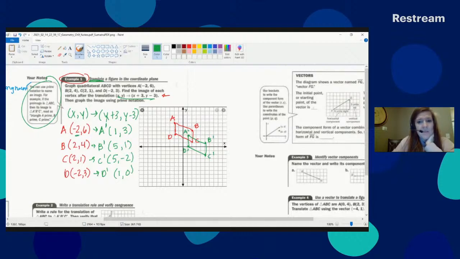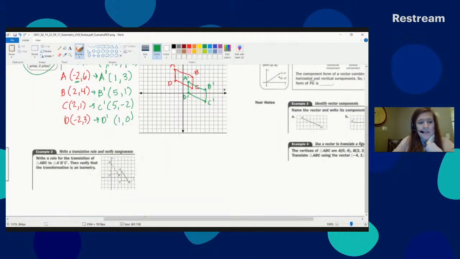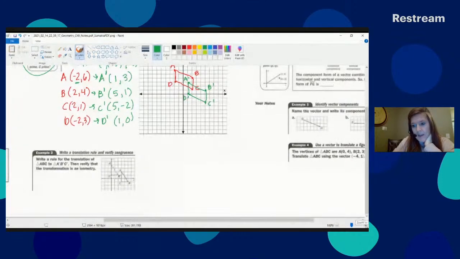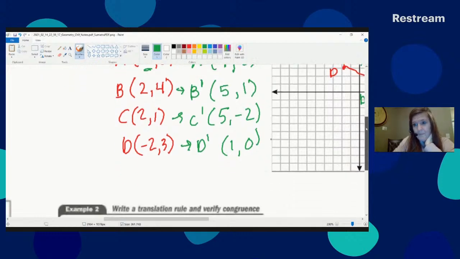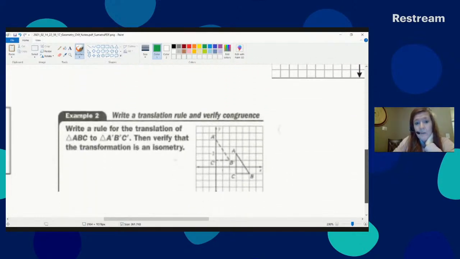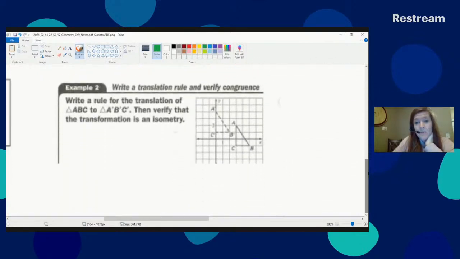All right, next example that I want to give with this is, what if we have, let me zoom in a little bit here. What if we have a pre-image and its image, and I want to write a translation rule.